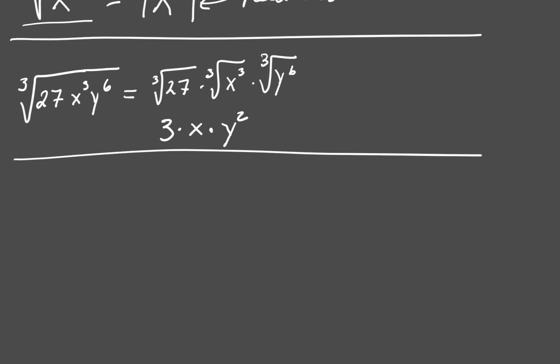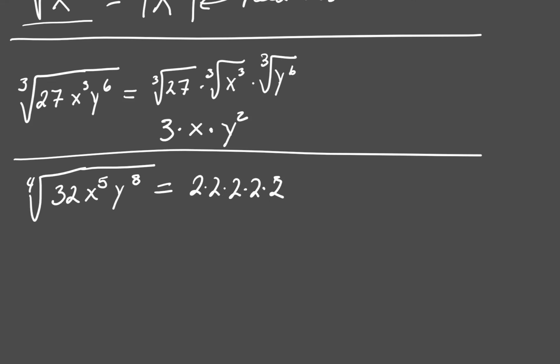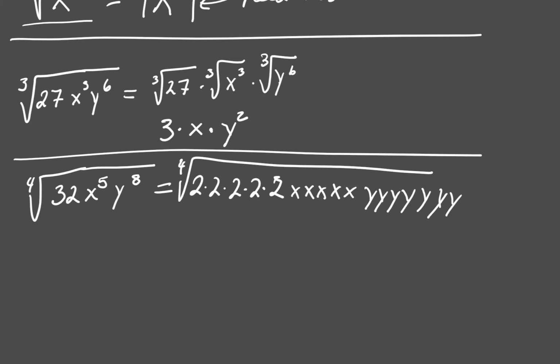Maybe I should write that out more explicitly. Let's do another one. Let's do, say, the fourth root of 32 x to the 5th y to the 8th. Okay, I'm going to write this all out, and we're going to see what happens. So I've got 2 times 2 times 2 times 2 times 2, that's 32, and this is still under the fourth root. And I've got x times x times x times x times x, and I've got y times y times y times y times y times y times y times y.